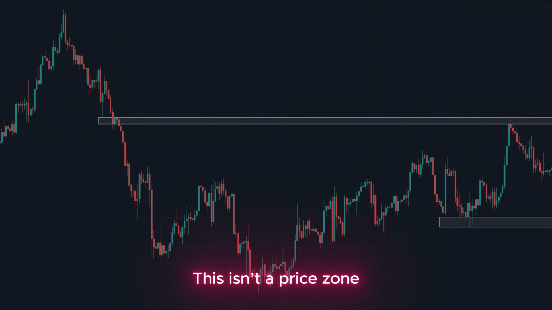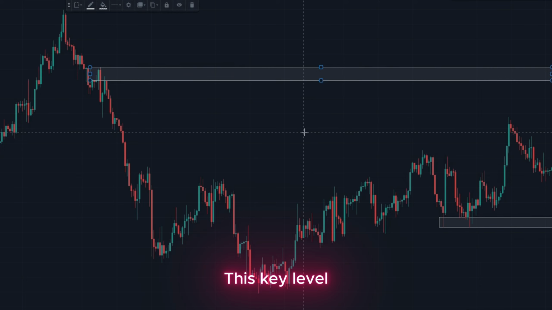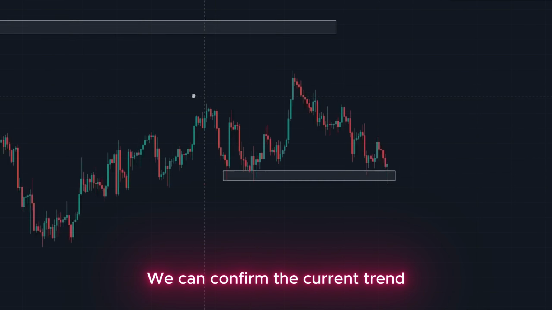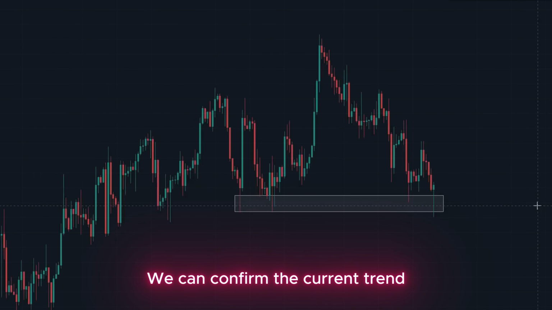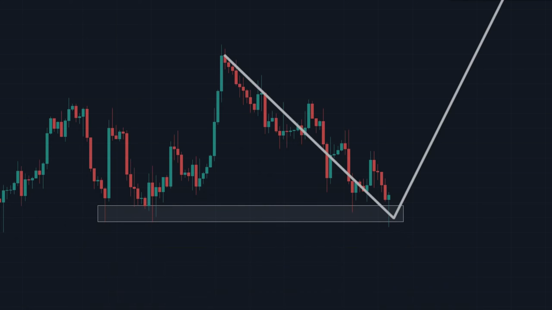This isn't a price zone. It's not a key level at all. So, we can conclude the price will likely continue to rise. How far will it go? At least up to here. This key level. We can confirm the current trend is still an uptrend. The price is likely to touch this key level and bounce strongly upward.